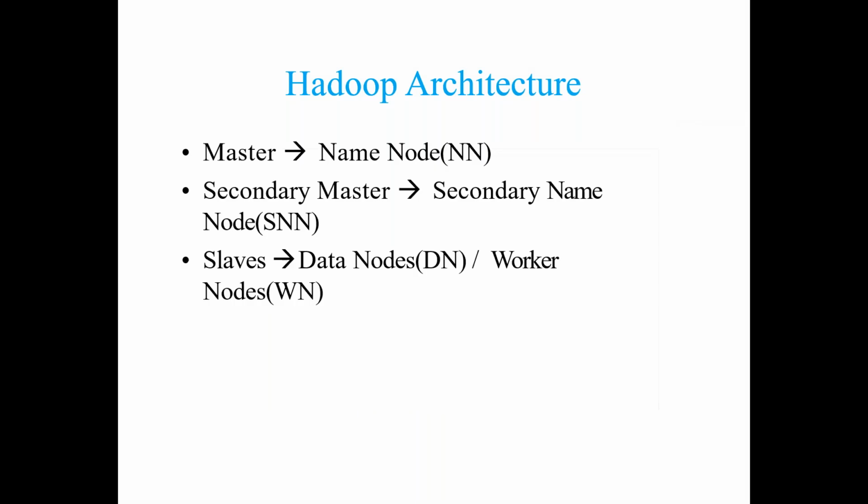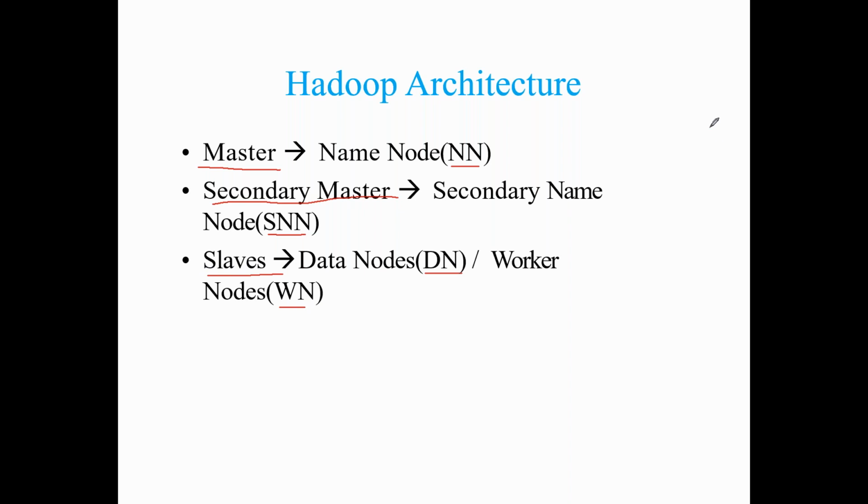So now there are certain technical terms given to these. Let's try to understand what those technical terms are. So master is nothing but the name node, NN in short. Secondary master is called as secondary name node, SNN. Slaves are called as data nodes, DN, or worker nodes, WN.